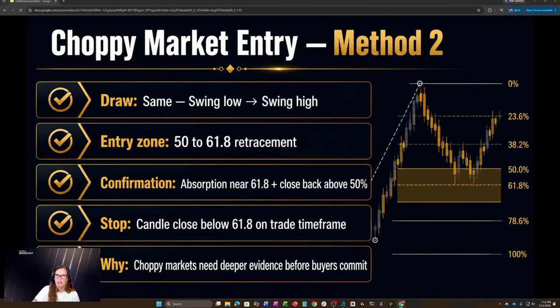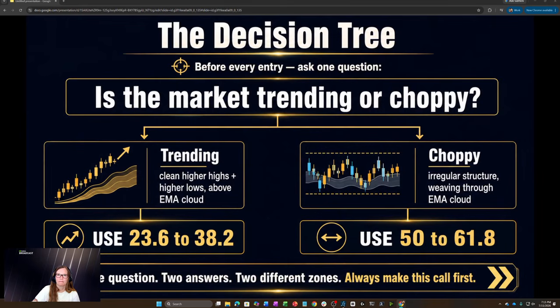The stop in a choppy market entry: simple. Candle close below the 61.8 level on my trade time frame. In a choppy market, if price closes below the golden Fibonacci ratio, I no longer have a valid reason to hold the trade. The deeper buy zone has failed. I exit clean and then I reassess.